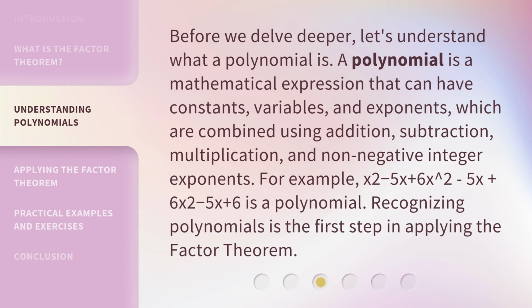Before we delve deeper, let's understand what a polynomial is. A polynomial is a mathematical expression that can have constants, variables, and exponents, which are combined using addition, subtraction, multiplication, and non-negative integer exponents. For example, x^2 minus 5x plus 6 is a polynomial. Recognizing polynomials is the first step in applying the factor theorem.